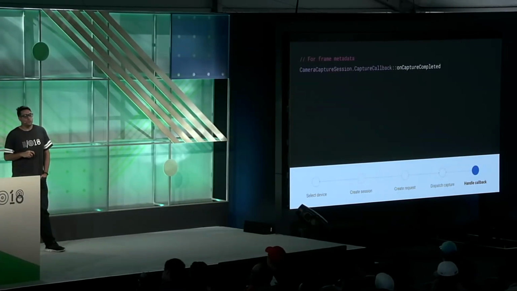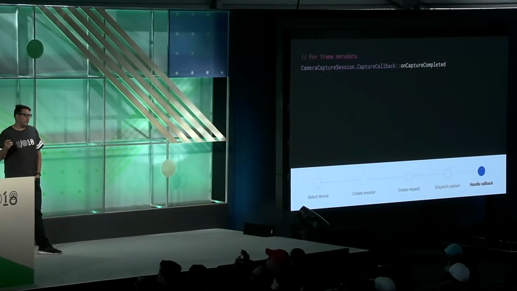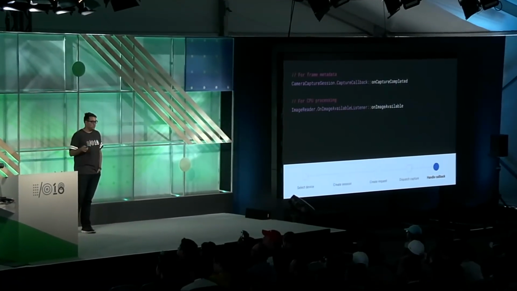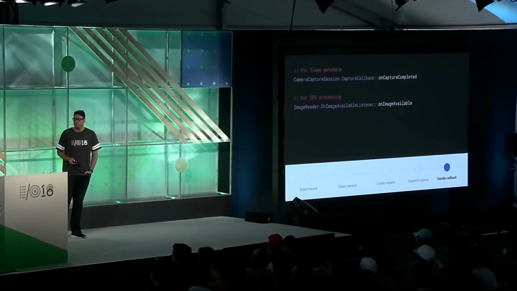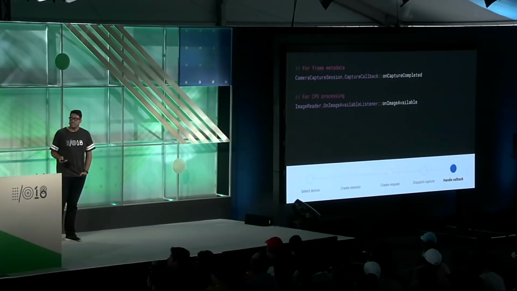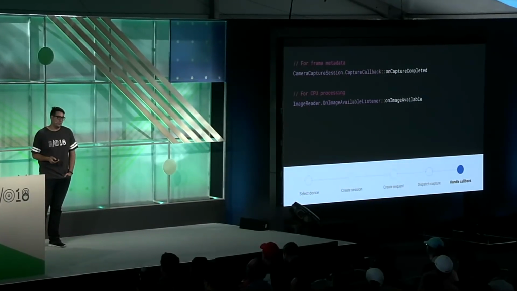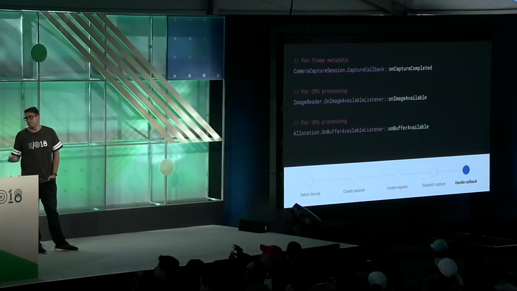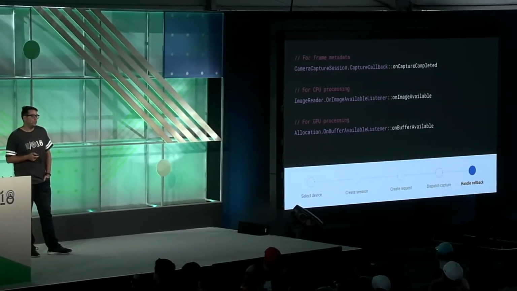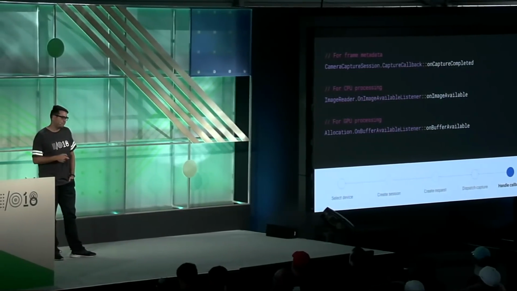Now, which callback do you want to listen to? That really depends on what you want to get out of it. If you want to get the frame metadata, you should look inside of the capture callback. If you want to get the frame for CPU processing, one of the options is using image reader. Generally speaking, you can just get whatever pixel information out of the output surface that you have set up. Image reader is just one of the easiest ways to do it. If you want to get that into the GPU, a great idea is using RenderScript allocations. Obviously, that's not the only choice. You can also use OpenGL texture buffers.